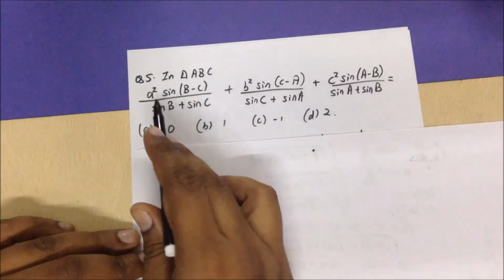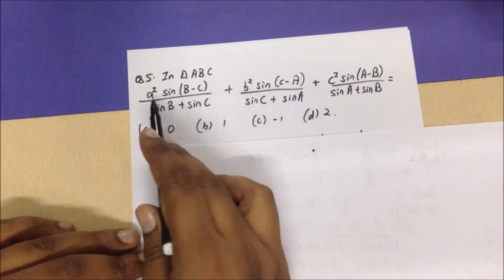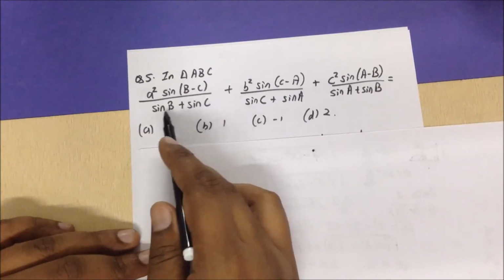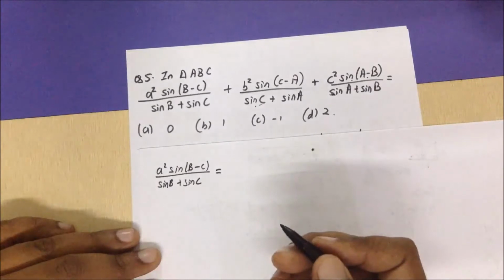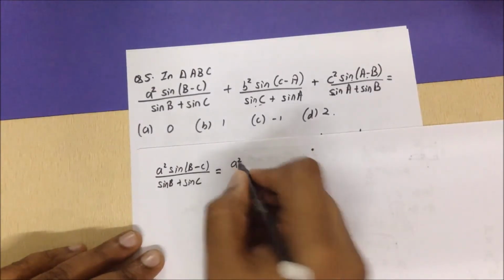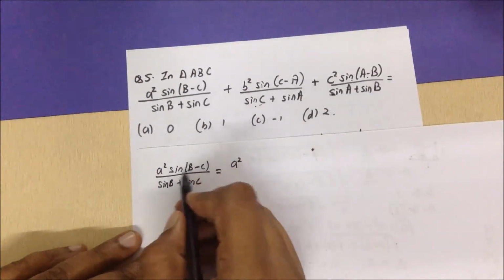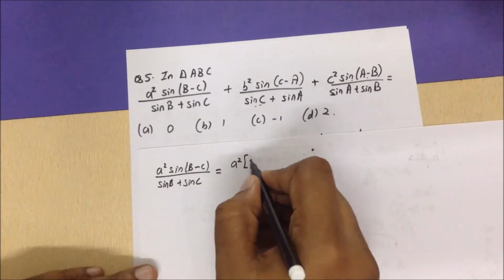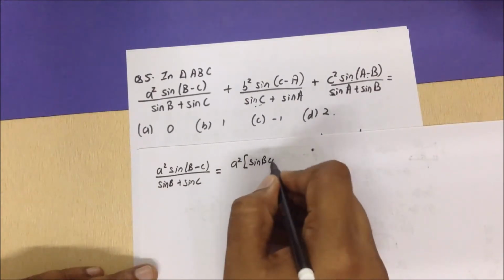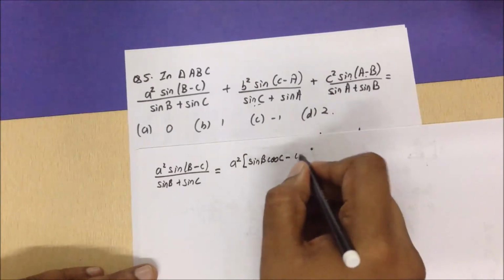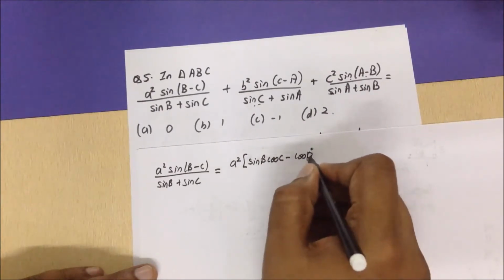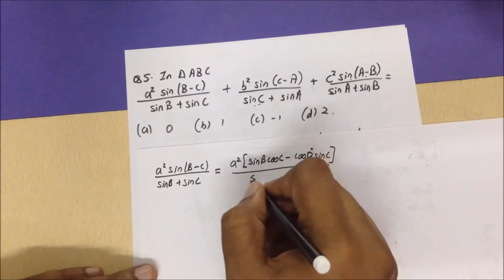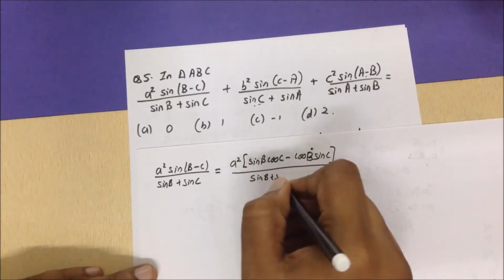Moving to the next one, we have in triangle ABC, a square sine b minus c divided by sine b plus sine c. So what you can do is take the a square common from here. Your sine b minus sine c, you can expand it. So that's going to be sine b cos c minus cos b sine c, divided by sine b plus sine c.